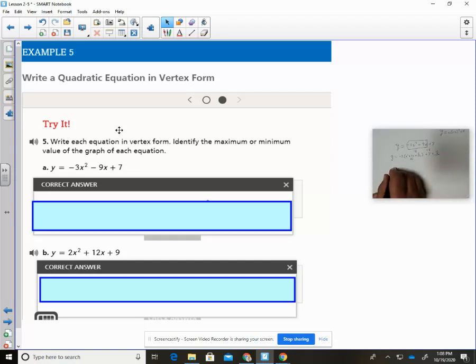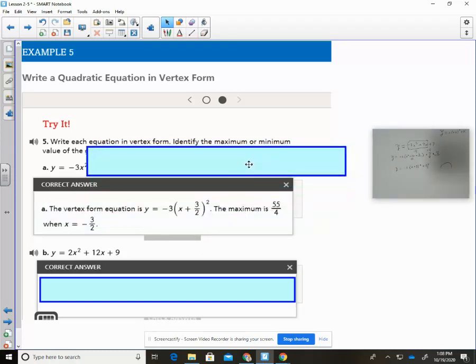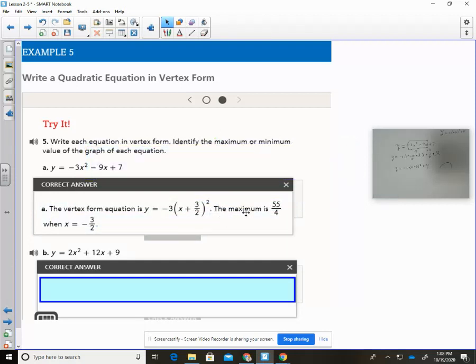And so that would give me y equals negative 3 times x plus 3 halves squared. And to get this, that would be 28 over 4. So 28 over 4 plus 27 over 4 is 55 over 4. So then what's the maximum or minimum? Well, we know it's a maximum because the shape of the graph is like this and a is negative. So the maximum is 55 over 4. Okay? And it occurs at x equals negative 3 halves.